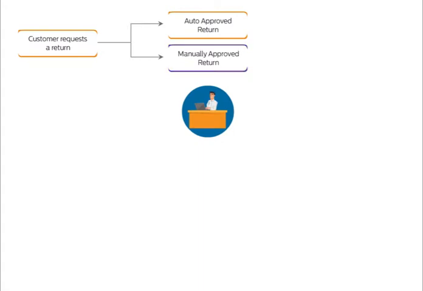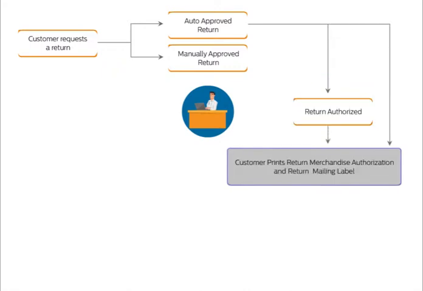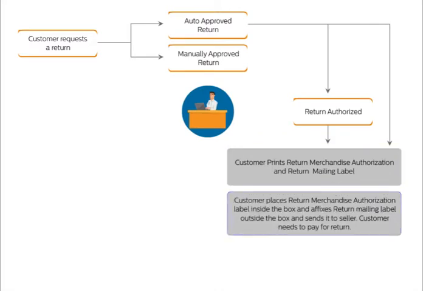The return is applicable only when the return request matches the Amazon return policies. In this situation, the customer will have to follow certain steps. First, the customer is required to print the return merchandise authorization and return the mailing label. Then, the customer will place the return merchandise authorization label inside the box and affix the return mailing label outside the box and send it to the seller. The customer needs to pay the fee for returning the product.